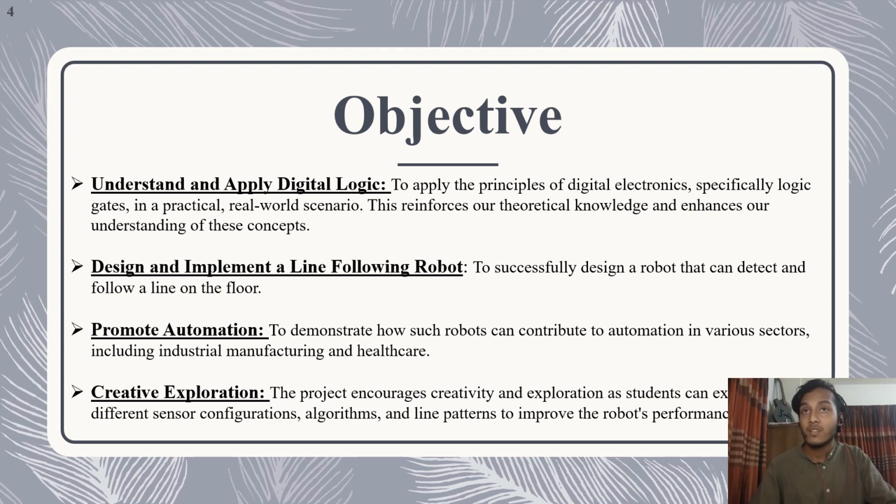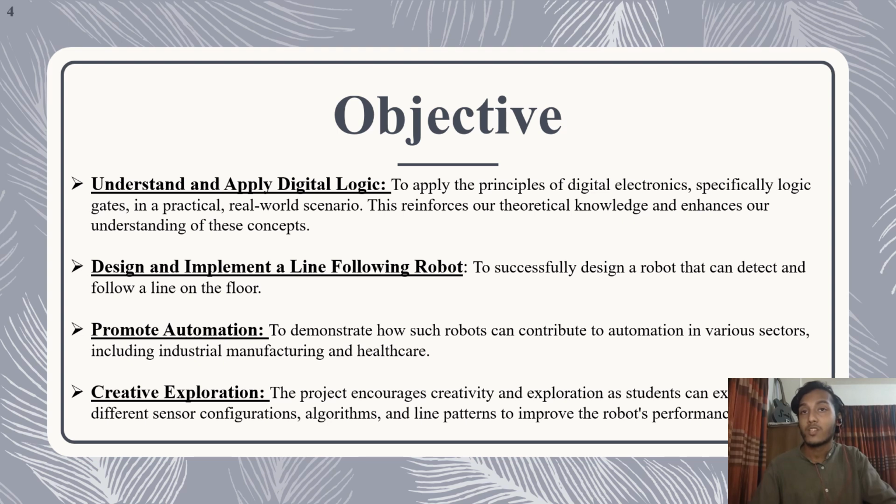Then the design and implementation of the line following robot. So we have to make sure that the line following robot is successfully detecting the lines and moving and following the lines on the floor. Then the promotion of automation. So basically in this era, the uses of automation is very versatile. We can see that they're using it in various industrial manufacturing and healthcare.